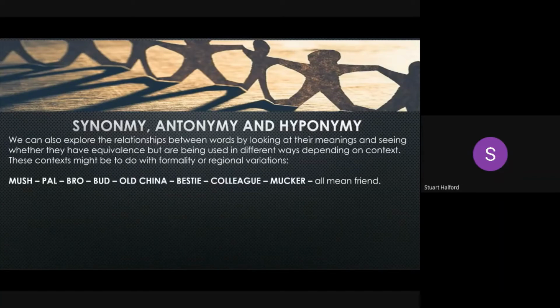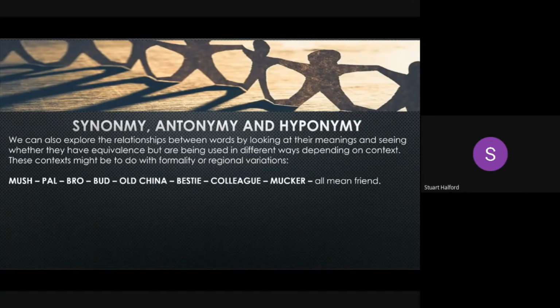So let's have a look at these words: mush, pal, bro, bud, old china, bestie, colleague, mucker. All of these are synonyms for the word friend. And there are particular contexts in which we'd use these. Unless you're a Cockney, you're unlikely to be using old china plate, mate. Unless you were familiar with that. Mucker, my old mucker, tends not to be used by younger people. There's a particular generational use of that. So that would give us some indication about generation.